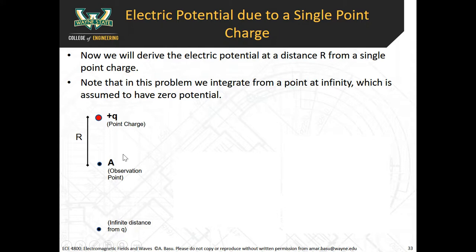And the way that you can do it is by setting up V2. This potential here we can call P2, and we can call this one P1. So here's a question. What's the potential at P1? This is an infinite distance away from Q.